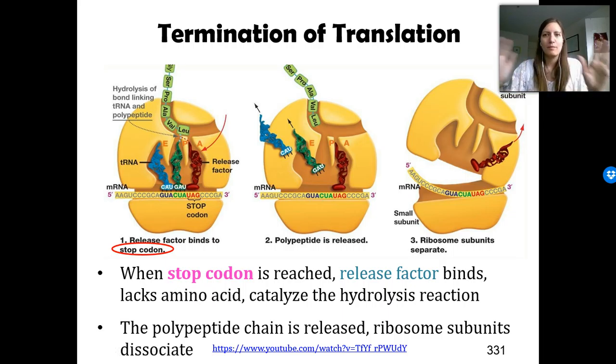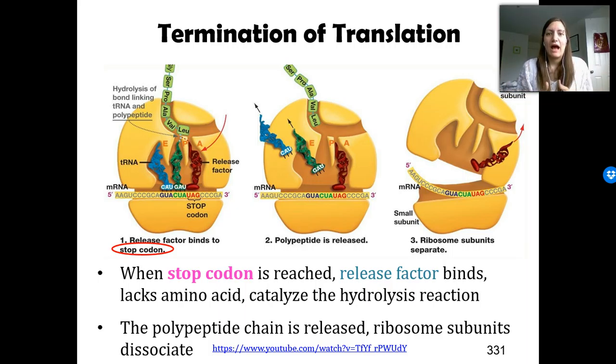Because this mRNA is not moving anymore, there's no cleaving except by this release factor. So the release factor comes in, it bonds to that stop codon, and it's going to cut off the last amino acid, which is going to free that polypeptide chain. That's going to free the protein. The protein can now leave the ribosome. It can start folding, it can go into the cell, it can go to the ER, it can go all sorts of places.